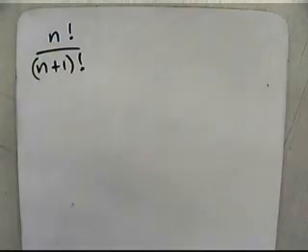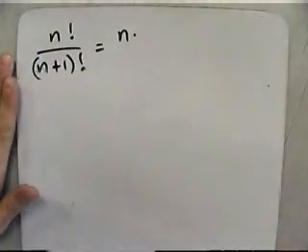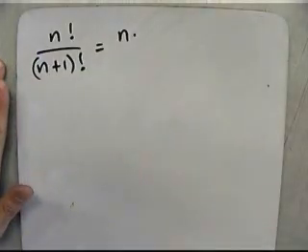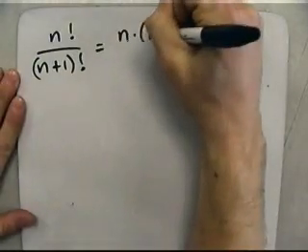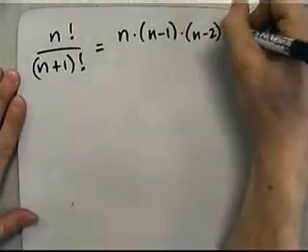Okay, now n factorial over n plus 1 factorial, let's just see what that means. Now, if we have n factorial, that means that when we simplify this, we're going to multiply n by whatever number is right before n. So we're going to take one number off of n. We're going to go n minus 1. And then we're going to go n minus 2. Mine says domain error.